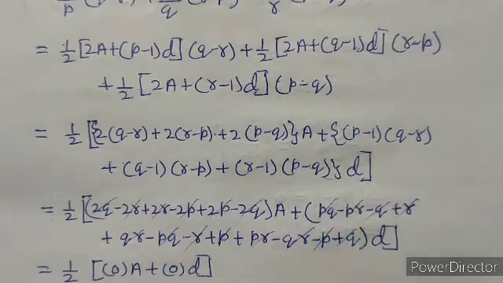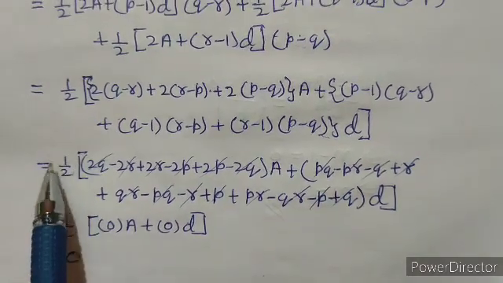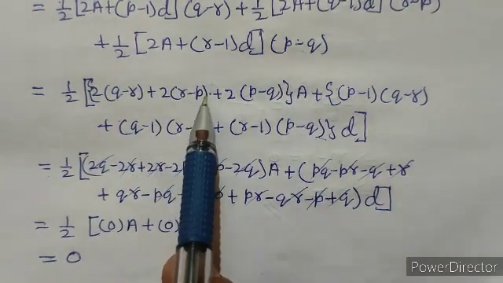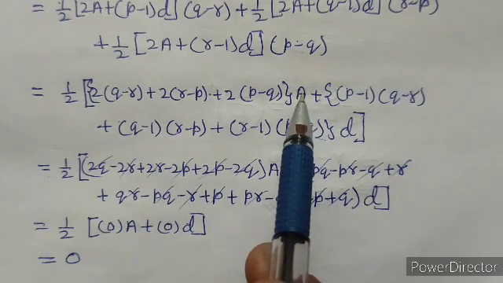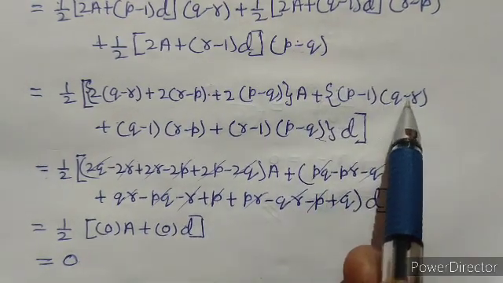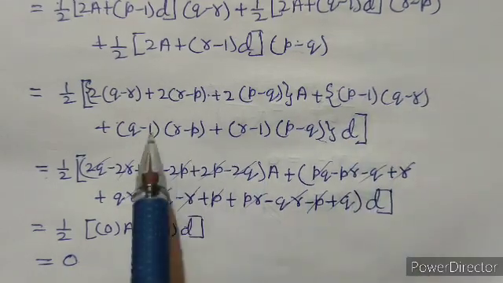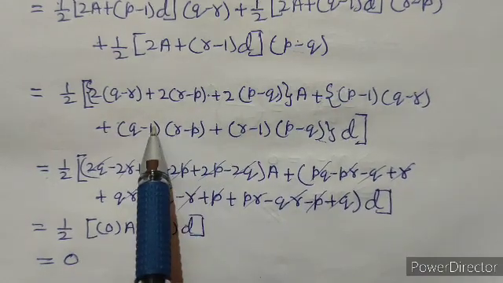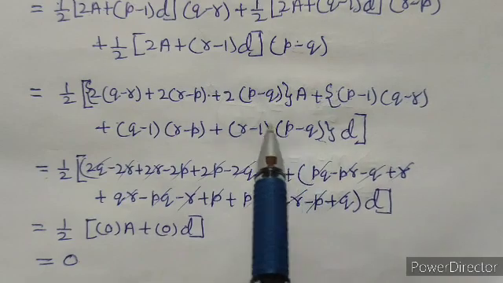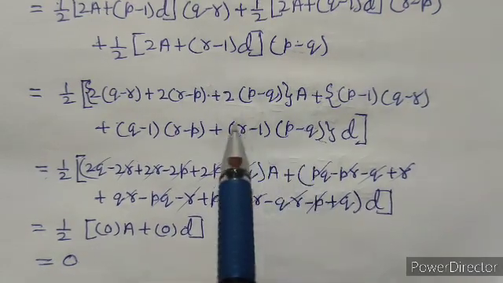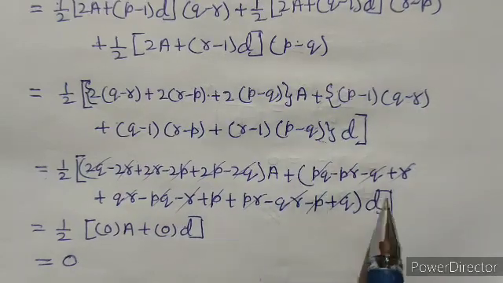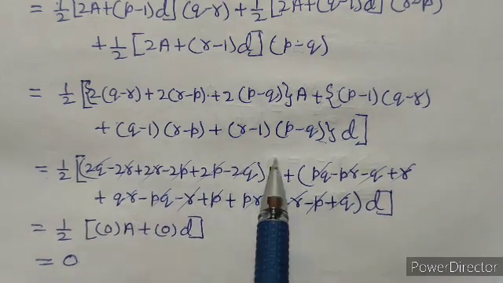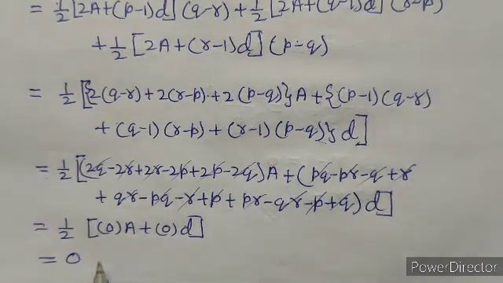q) into d, and this will be equal to 1 upon 2 into (2q minus 2r plus 2r minus 2p plus 2p minus 2q) into a plus (pq minus pr minus q plus r plus qr minus pq minus r plus p plus rp minus qr minus p plus q) into d, and this will be equal to 1 upon 2 into 0 into a plus 0 into d, and that will be equal to 0.